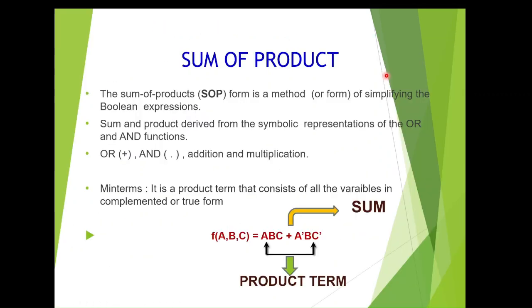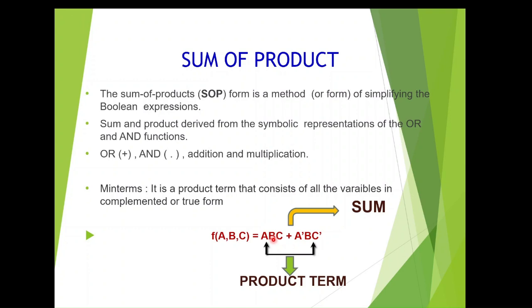And the next type of Boolean expression, or just for convenience, the Boolean function, is sum of product and product of sum. For example, take this expression, f of ABC is ABC plus A dash B C dash. ABC is one product term, A dash B C dash is another product term, and we are adding these two. Plus is the sum. So this is called sum of product.